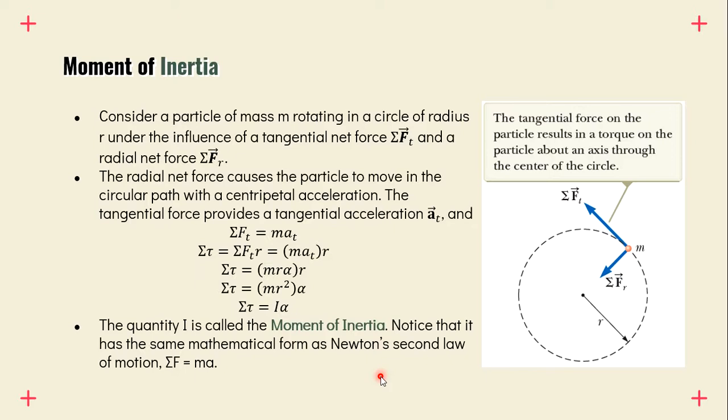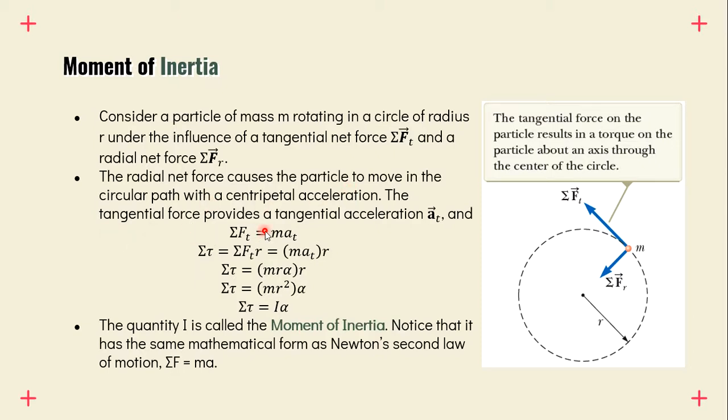Okay, so let's go to moment of inertia. Consider a particle of mass m rotating in a circle of radius r under the influence of tangential force Ft and radial force Fr. Because there is tangential acceleration and radial acceleration in a particle that travels in a curve, there must be forces acting on it, and the forces are Ft and Fr. The radial net force causes the particle to move in a circular path with centripetal acceleration.